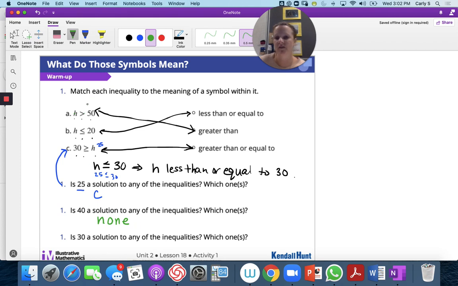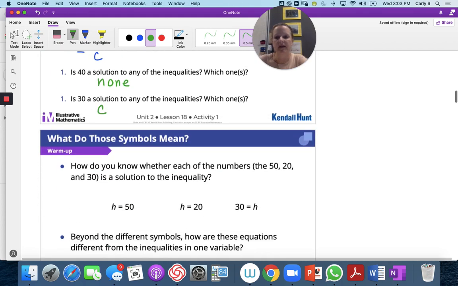All right, is 30 a solution? Is 30 greater than 50? No. Is 30 less than or equal to 20? No. Is 30 greater than or equal to 30? Yes, 30 is greater than or equal to 30 because it's equal to. So we can say C for that one too. Okay, feels a little weird, but it's right. If you talk out loud to yourself, it will hopefully make sense, right? If you read it like you would read a book, it would hopefully make sense. Just read it like a book.